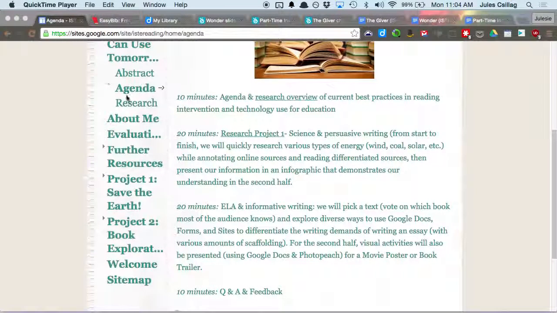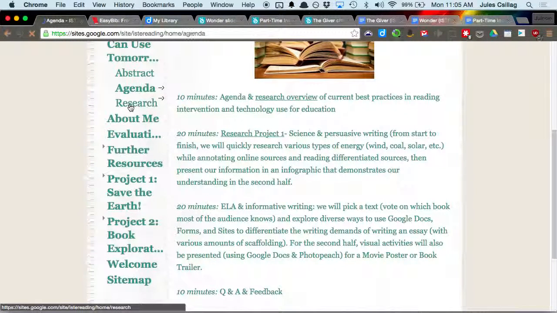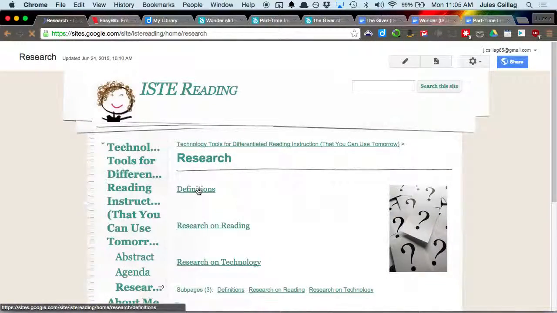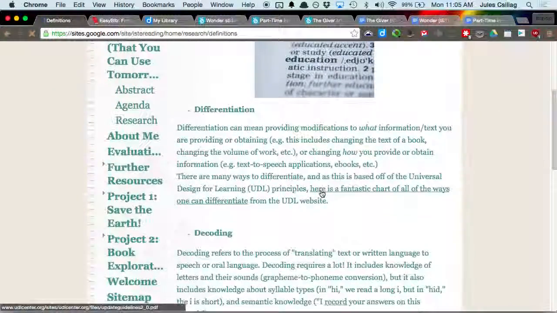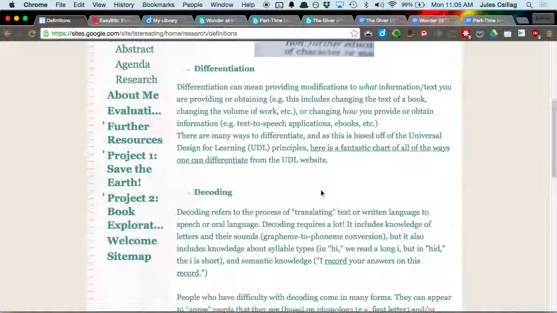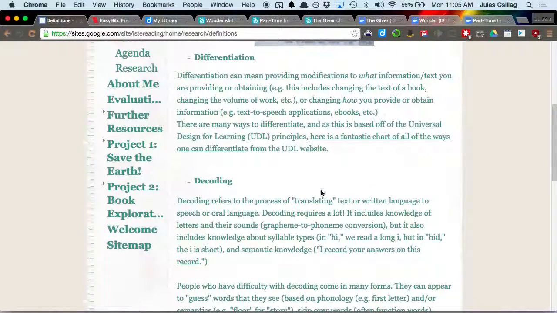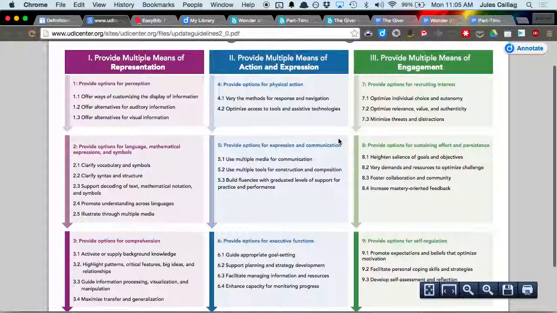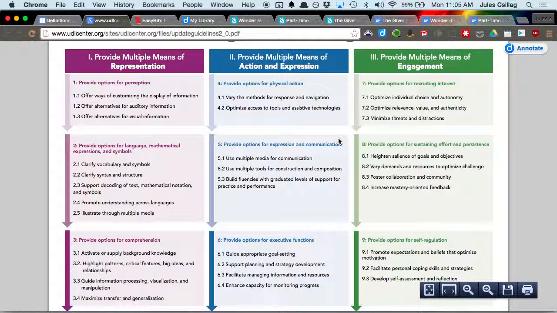Just to make sure we're speaking the same language, as it were, I wanted to go over some of the terms I'll be talking about. So this is under research definitions. Differentiation comes from the UDL, Universal Design for Learning background, and I really like this chart that they have. It talks about having different means of representation.